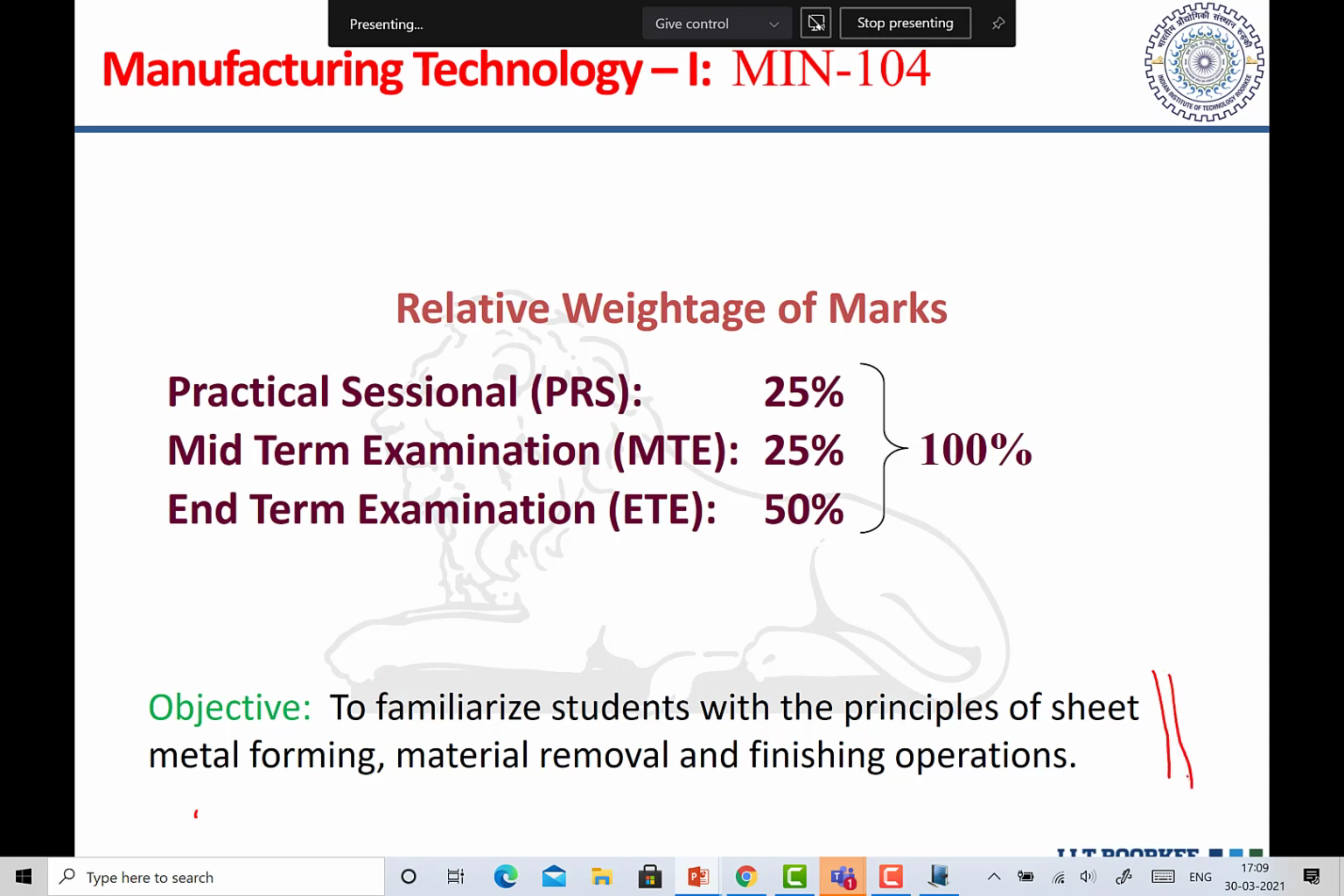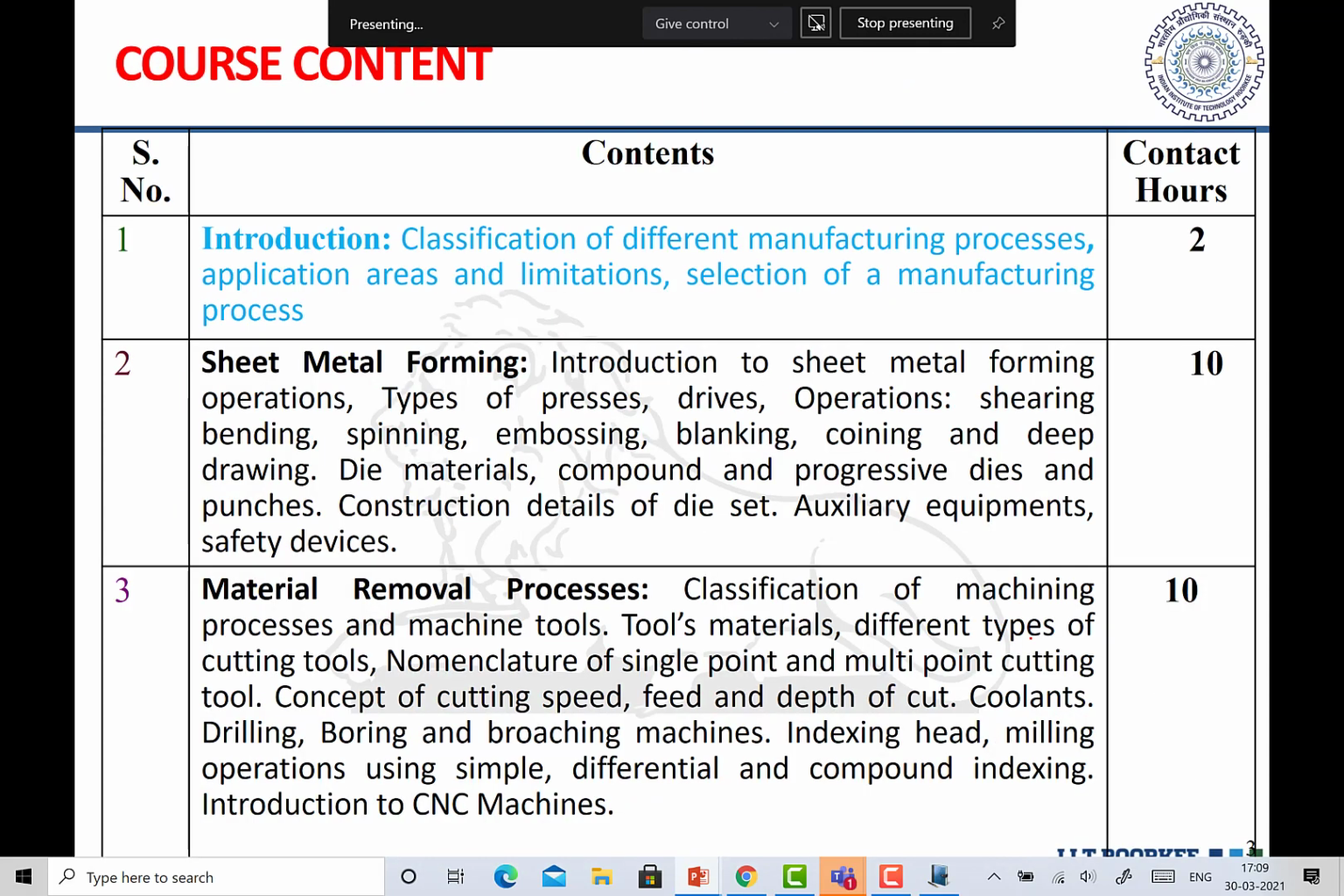As far as the objective of the subject is concerned, the main idea is to introduce the different processes related with manufacturing. In this particular subject, it is about sheet metal forming, material removal, and finishing operations. These are the three processes about which we'll be talking. But under the umbrella of manufacturing, there is a lot more. So in this lecture particularly, I'll talk about all that: what is the scope of manufacturing as a whole.